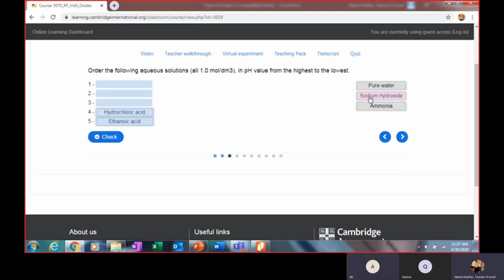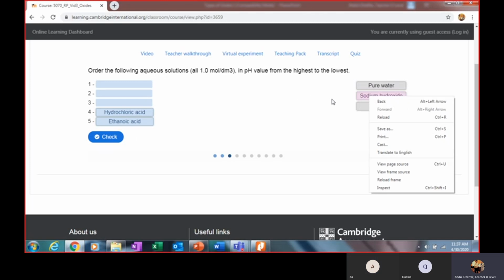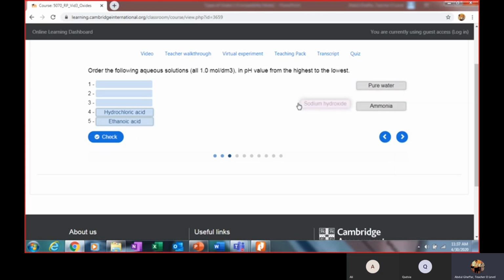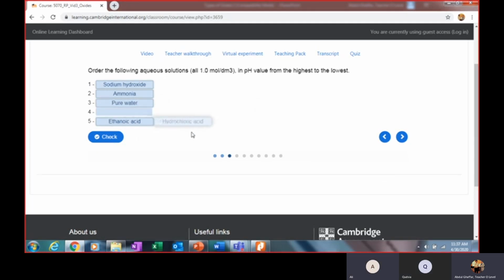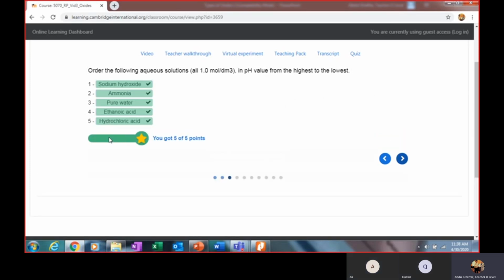First will be sodium hydroxide. Then ammonia. Then water. And then ethanoic acid, and hydrochloric acid. Now it's good. Well done. Very good, Kutsia.